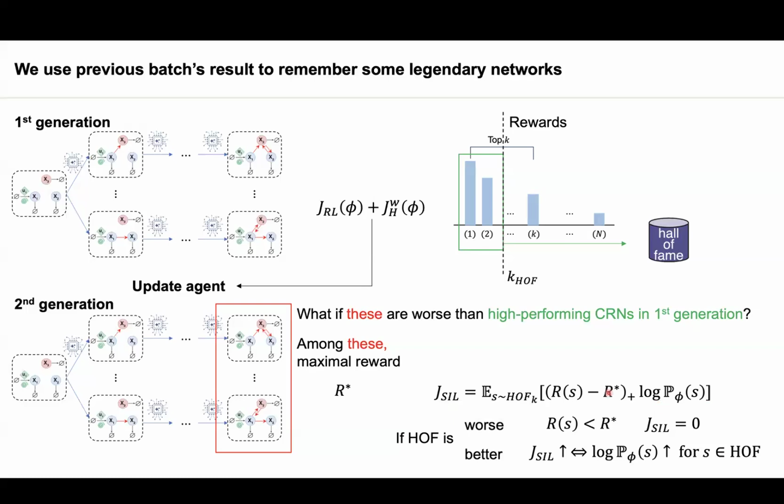Even though I just wrote first and second generation, we will repeat this for multiple generations. From the result of the first generation, we will update the agent, and with that updated agent, we generate the second generation. From the results of the second generation, we update the agent, and we sample the third generation, and we repeat that for multiple generations.